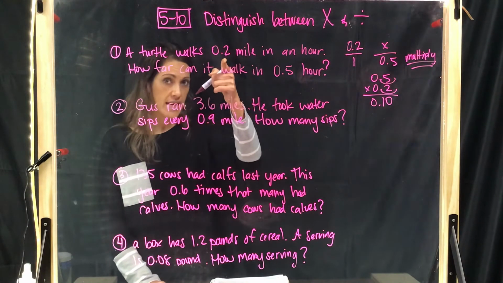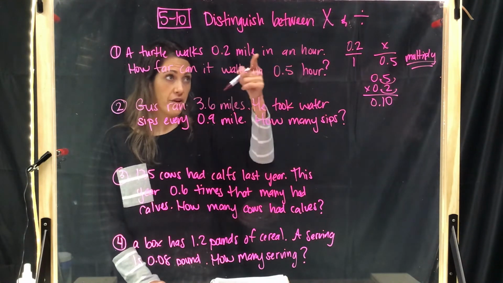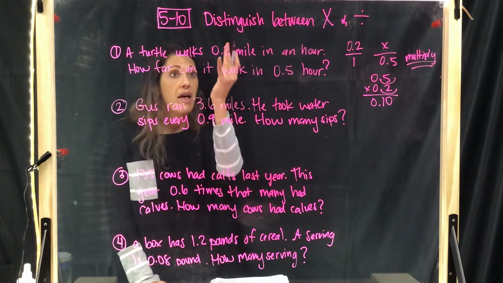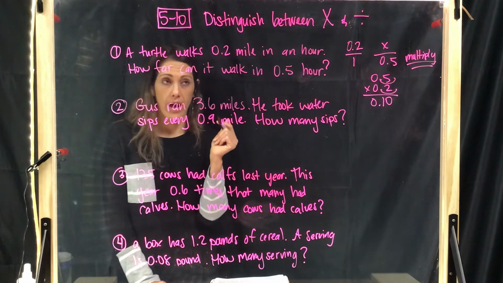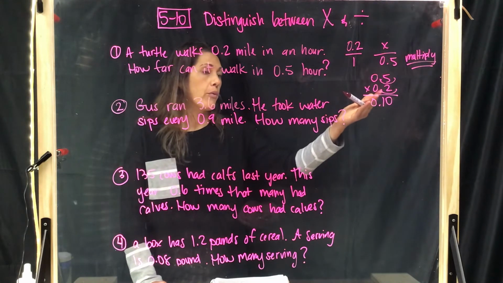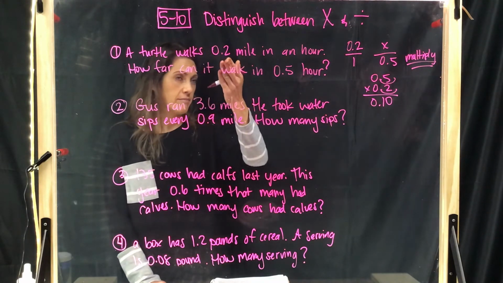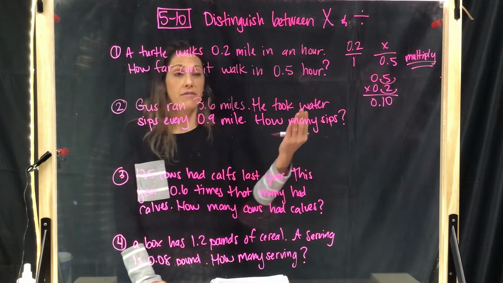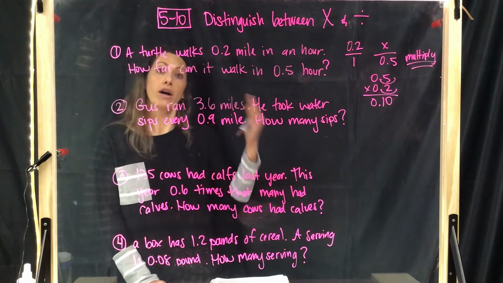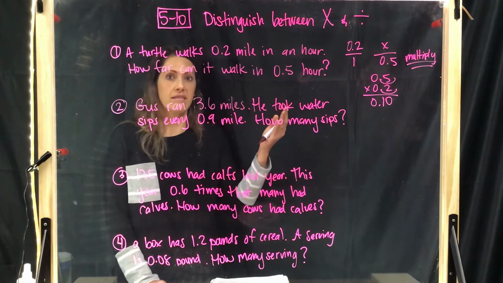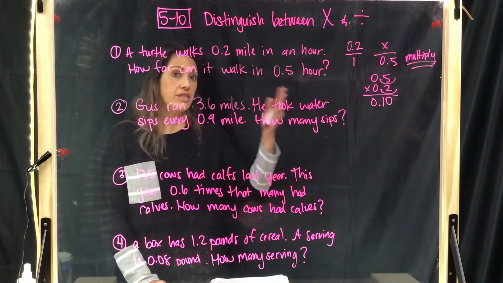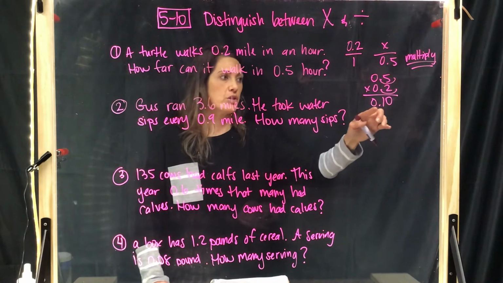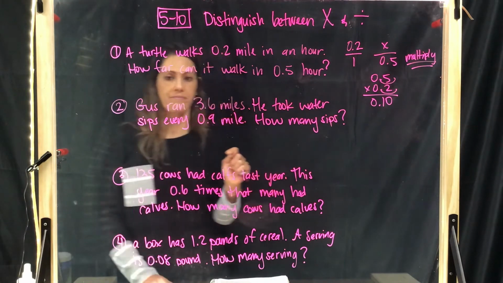If I took 2/10, that's how far you can go in 1 hour. In half of an hour, half that amount of time, this should be half the number, which would be like dividing by 2, but instead we multiplied by 0.5, which is 50 over 100, 5/10 or 50 hundredths, which is a half. So we did actually multiply to find our answer, which is 1/10 for number 1.